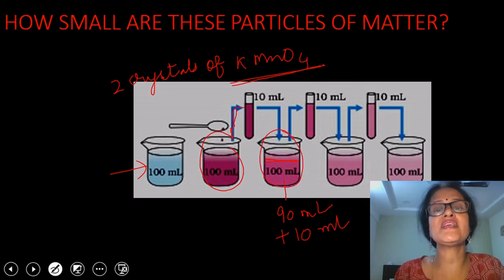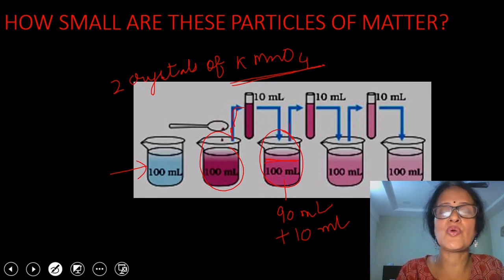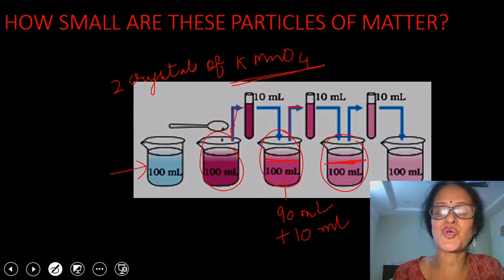Again, we are repeating the same process. We will take out 10 ml from the third beaker and 90 ml of water we will take in the fourth beaker. So the overall volume will become 100 ml. Then we will keep on repeating this process and surprisingly we will find that the 2 crystals of potassium permanganate are capable of coloring a large amount of water. You won't believe that 2 to 3 crystals of potassium permanganate are capable of coloring about 1000 liters of water.